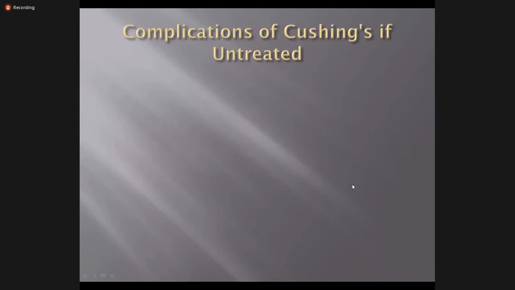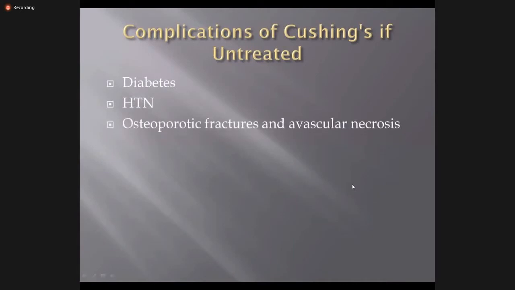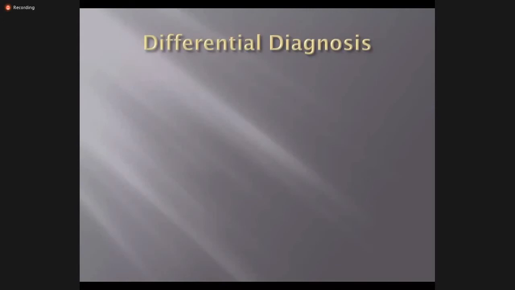So, as far as the complications of Cushing syndrome are concerned, if Cushing syndrome is not diagnosed on time and is untreated, then there are complications. The complications are diabetes mellitus, hypertension, high blood pressure, osteoporotic fracture and avascular necrosis of the bone, easy tendency to infection, multiple infections can occur, where severe sepsis can occur in such patients. Nephrolithiasis can occur, psychosis. Then the differential diagnosis.